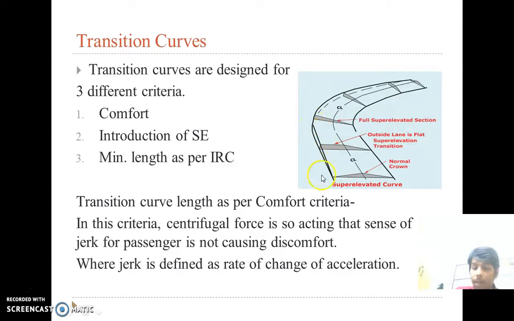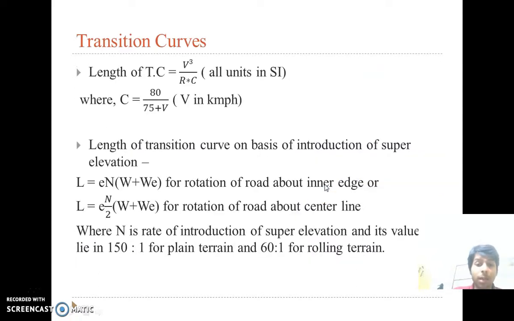You can see this triangle is basically the rate of change of introduction of super elevation, which is N in our case. Then the length of transition curve L equals E into N, W plus WE. This is our extra widening. We are providing this extra width on the curve, so we are considering it in the length of transition curve.